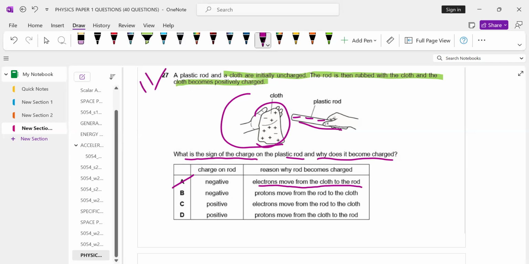Negative charge, and because the electrons move, protons never move. So options C and D are incorrect because they have positive, and D is also incorrect because here it is written proton. Protons never move, only electrons move.